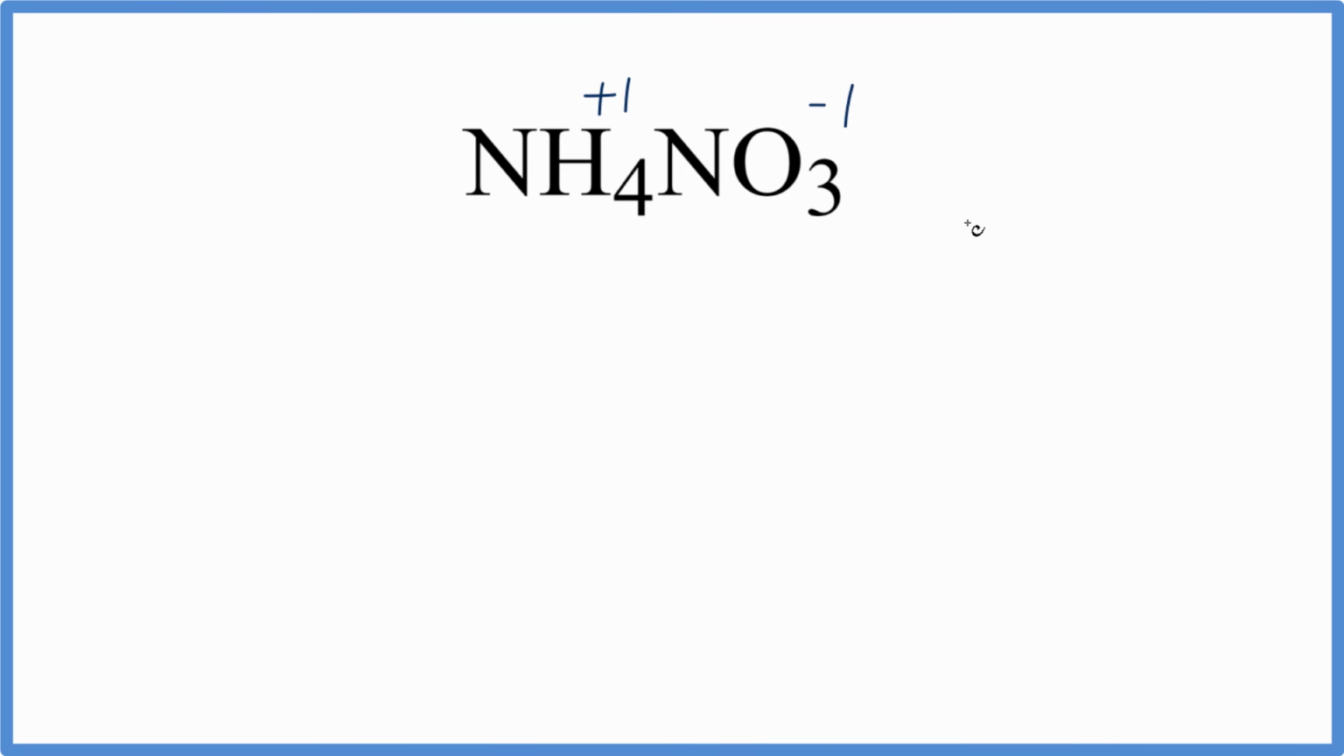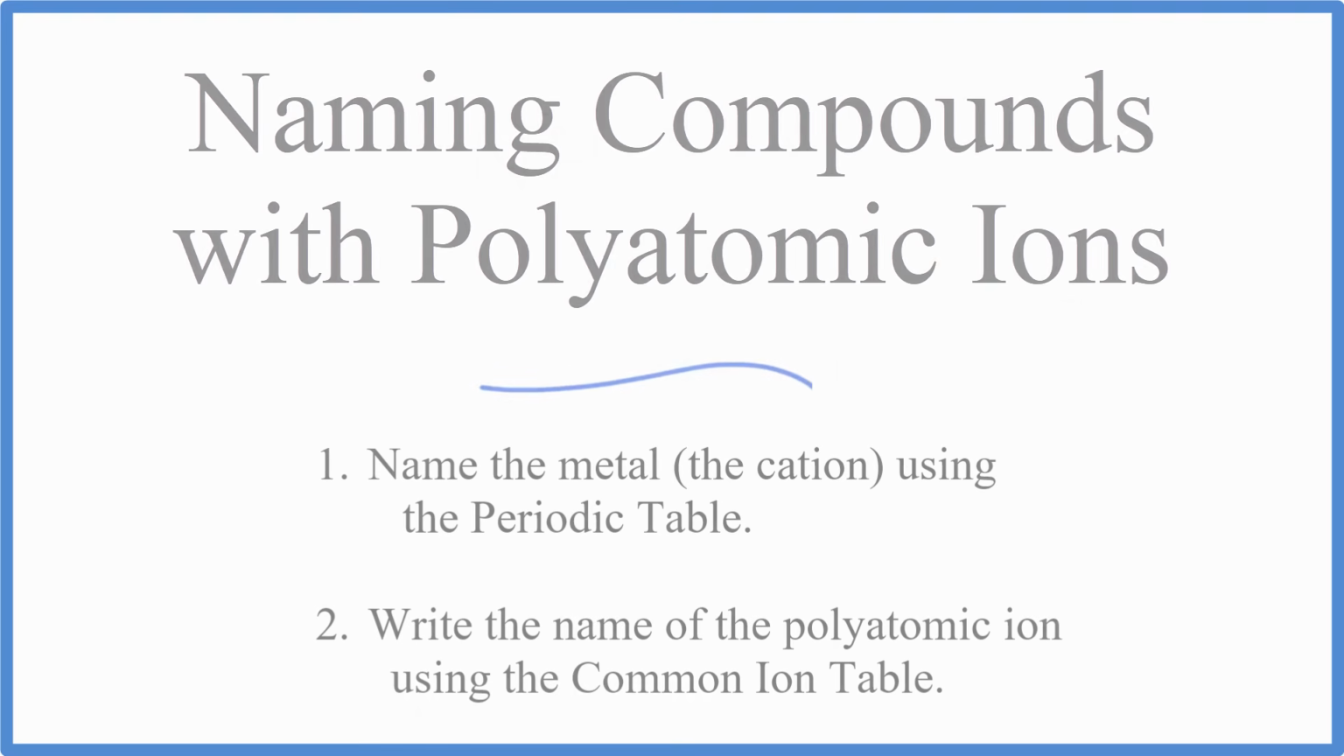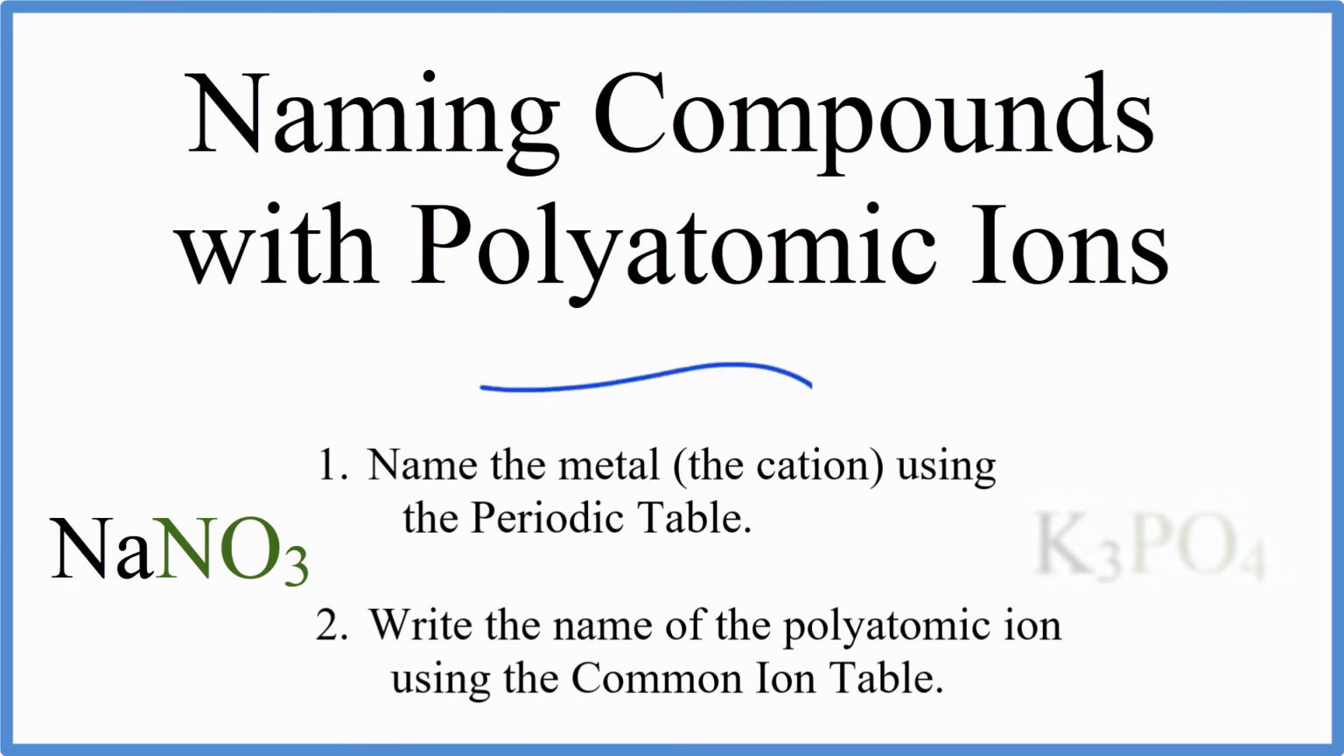So to name it, it's actually not too difficult. We have NH4 plus, we looked that up. That's called the ammonium ion. And then NO3 minus, that's the nitrate ion. So we just write nitrate. So the name for NH4NO3 is ammonium nitrate. Ammonium's a good one to remember and be able to recognize. So now you should be able to write the names for compounds with polyatomic ions.